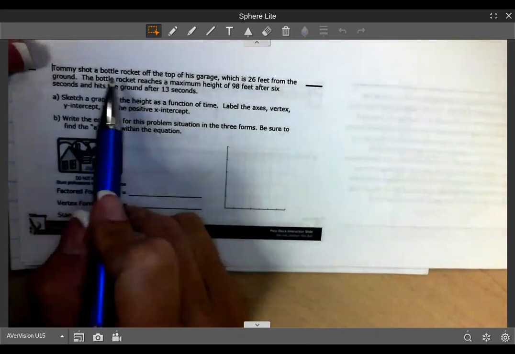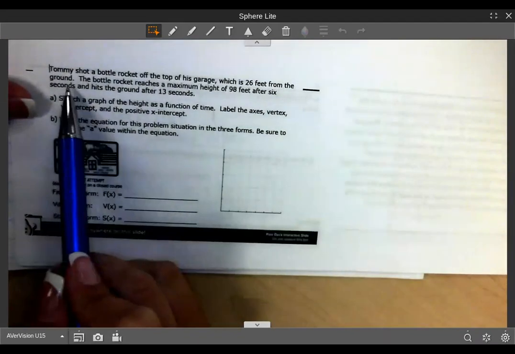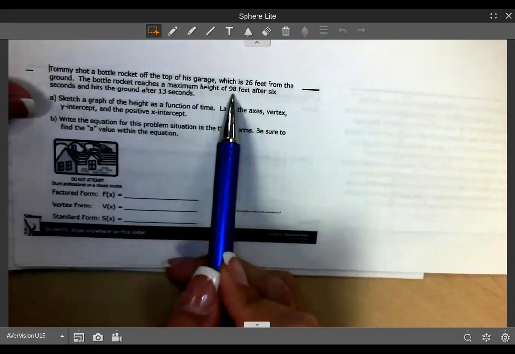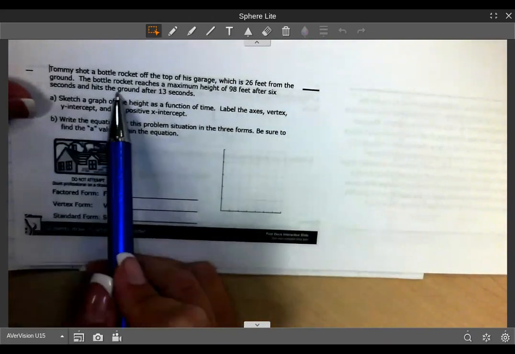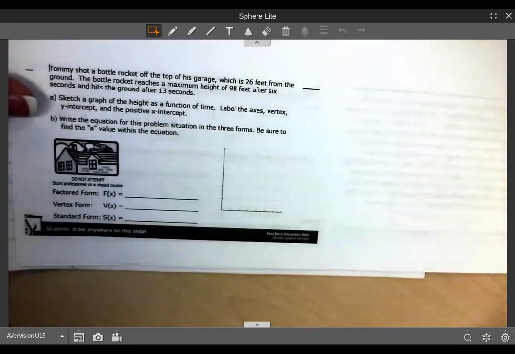It says, Tommy shot a bottle rocket off the top of his garage, which is 26 feet from the ground. The bottle rocket reaches a maximum height of 98 feet after 6 seconds and hits the ground after 13 seconds. Sketch a graph of the height as a function of time.